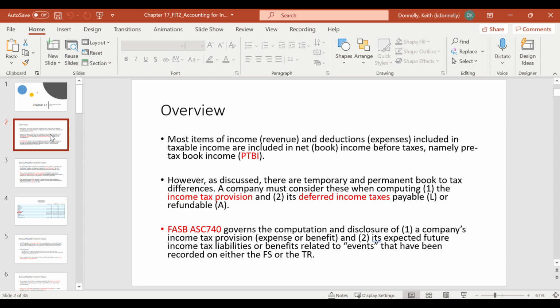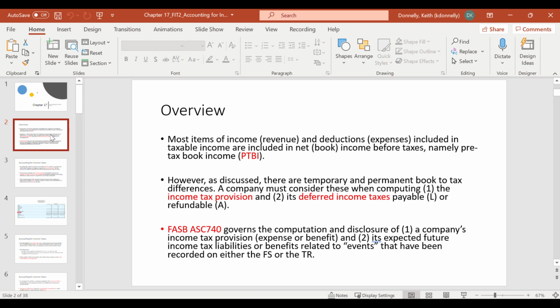So as I have here, most items of income, our revenues and our expenses, are included in our PTBI, right? If you were to look at our financial statements. Now, however, as we've discussed in the past, there are temporary and permanent book to tax differences. We have to consider these when on our financial statements we're producing our income tax provision and we're looking at our deferred income taxes payable. So whether we're going to have a deferred tax asset or a deferred tax liability.